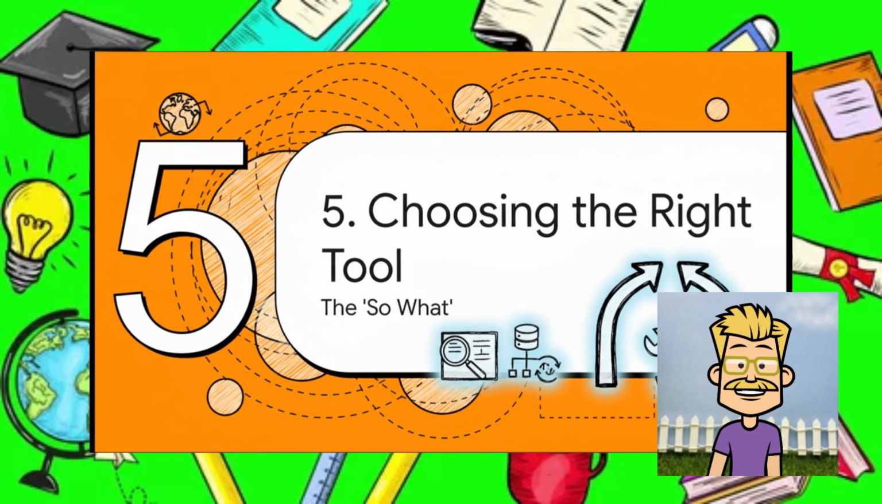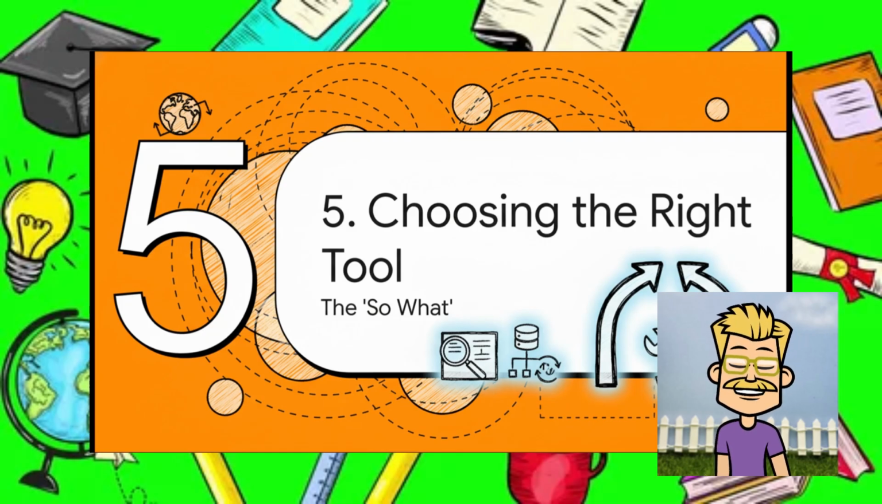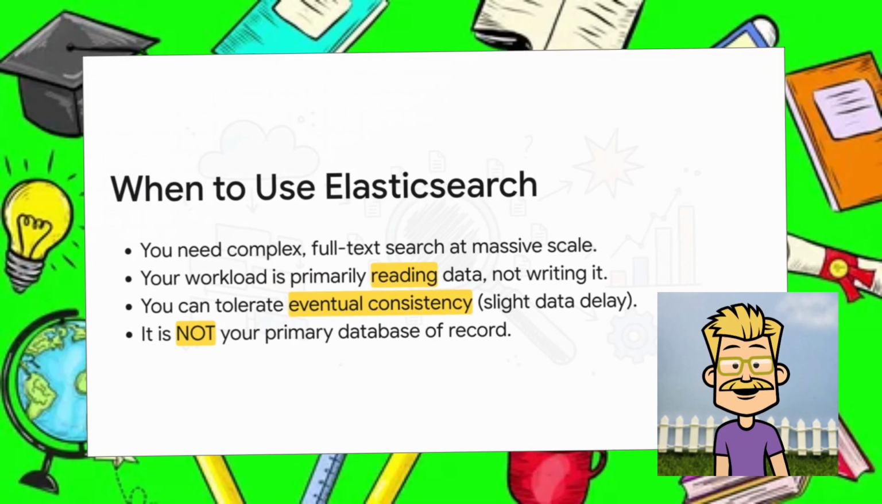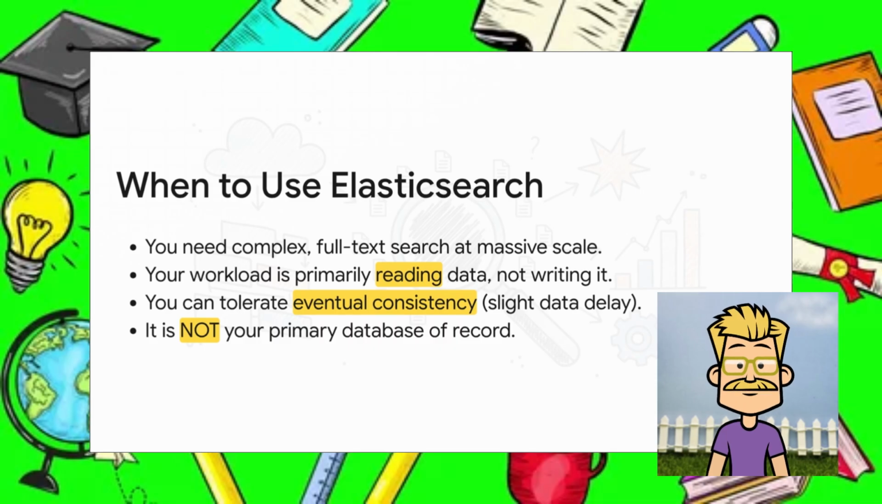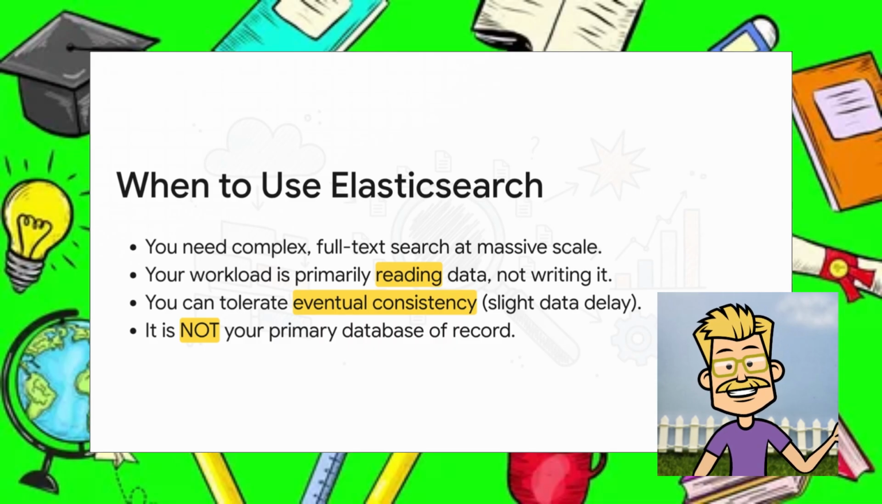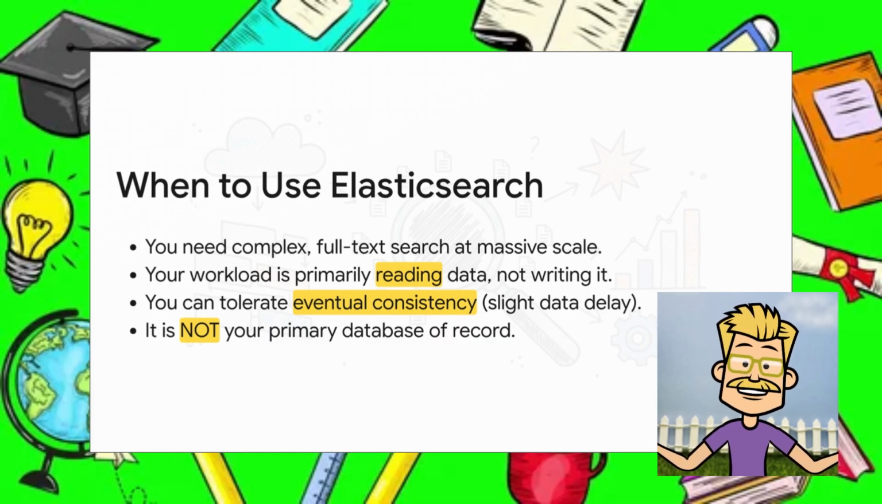Phew. Okay, that was deep. We went right to the core. So let's zoom all the way back out to the surface. We know how it works now, but what does that mean for you? When should you actually use this thing? What's the so what here? Well, here's the deal. Elasticsearch is your absolute best friend if you're doing complex, full-text search and you're doing it at a massive scale. It's built for workloads where you do a ton of searching and maybe not quite as much writing or updating data.